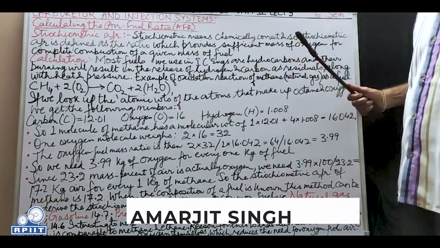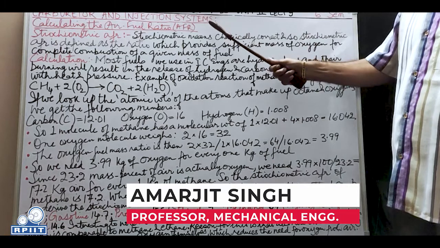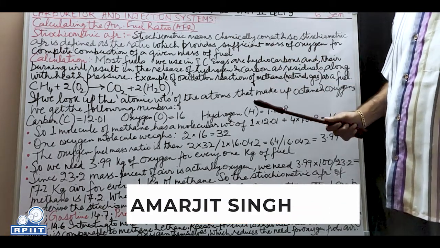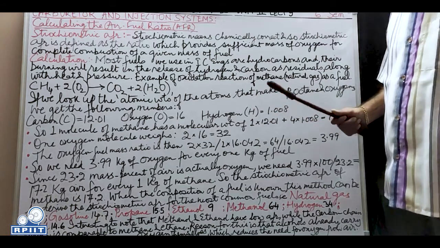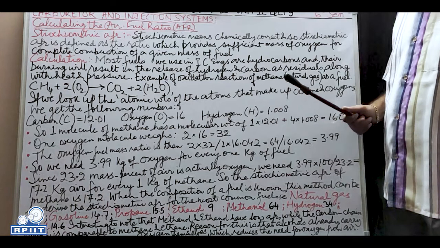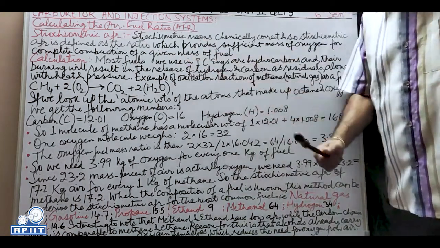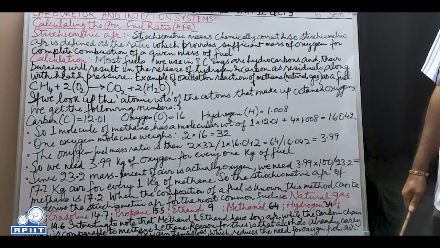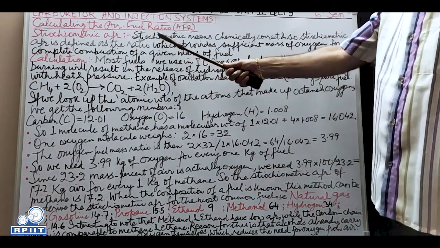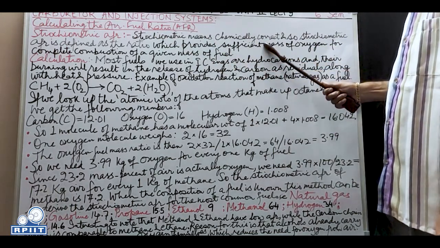To the next lecture 9, continuing with the carburetor and injection systems. So the next topic as per your syllabus is calculating the AFR, the air fuel ratio. We've already explained to you what is stoichiometric in the previous lectures. Now, once again, stoichiometric means chemically correct.